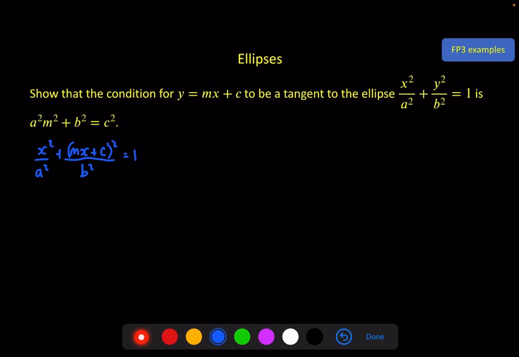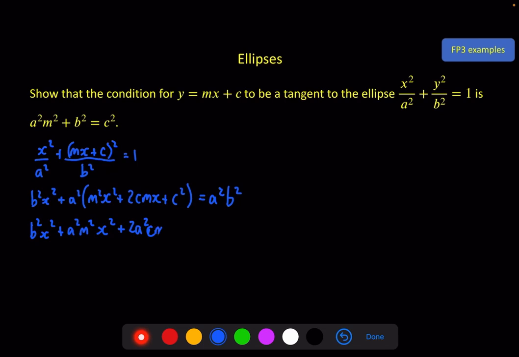Now if I rearrange this by multiplying by a squared and b squared, we get b squared x squared plus a squared, and let me square this as well, m squared x squared plus 2cmx plus c squared, and all of that must equal a squared b squared. Expanding this out and collecting like terms, we get b squared x squared plus a squared m squared x squared plus 2a squared cmx plus a squared c squared minus a squared b squared must equal 0.